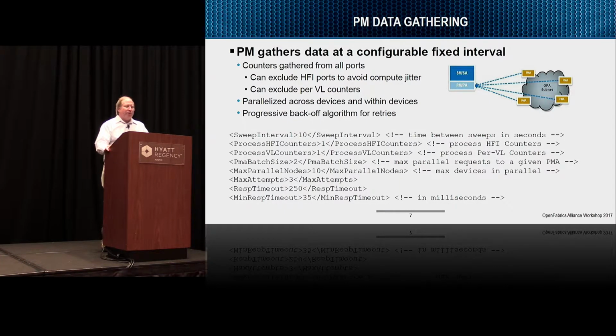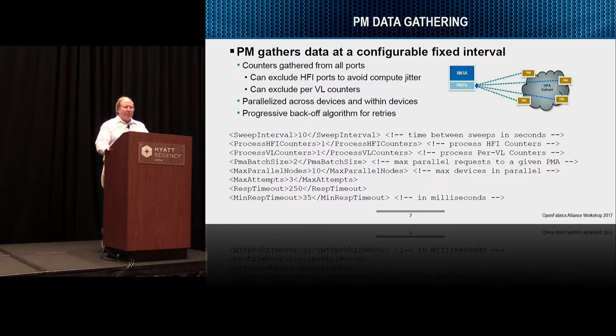So what happens is our performance manager gathers the data at a configurable fixed interval. This is highly optimized. We gather it from all the ports in the fabric. For those that are paranoid about jitter, you can disable gathering it from the host ports in the fabric. You can gather it from just at the port level or per VL. That changes the amount of data we gather.